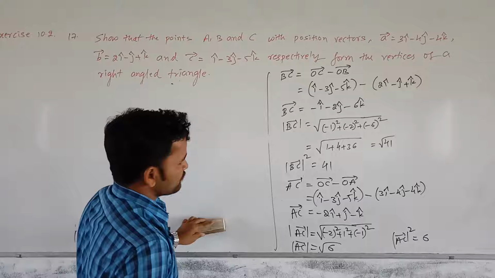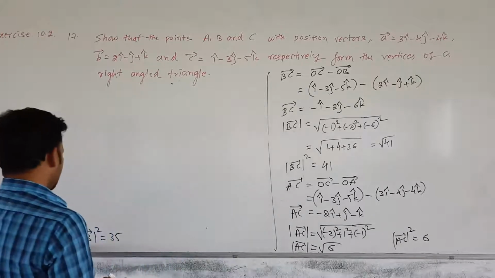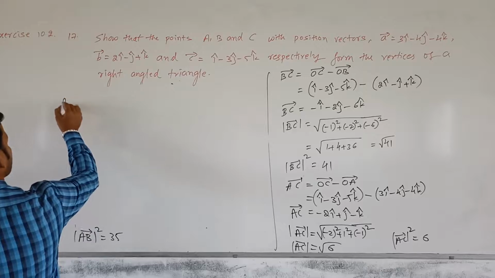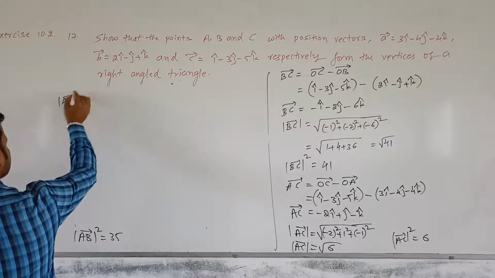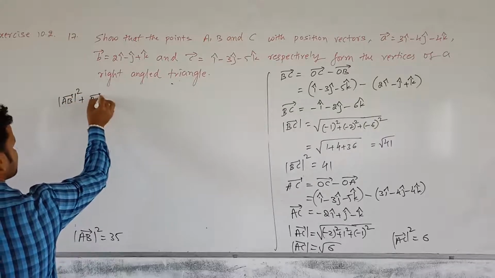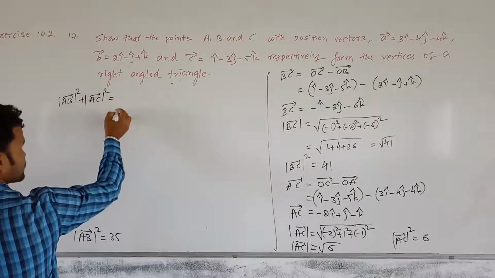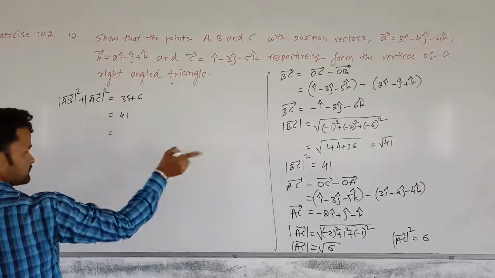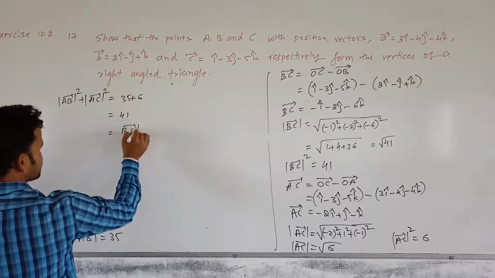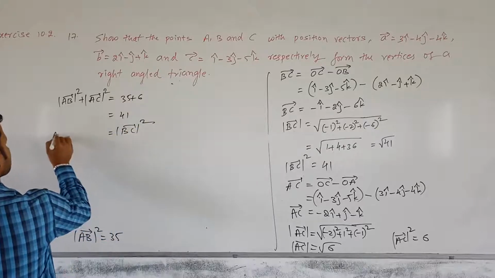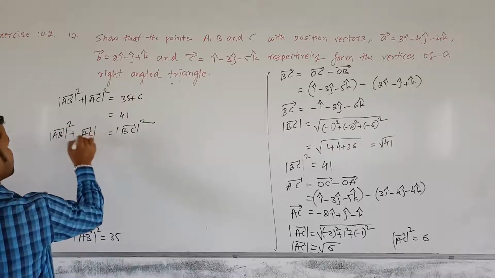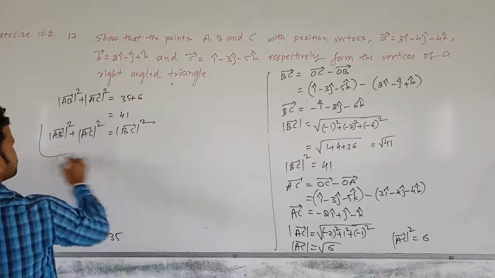Let us take the sum of AB square and AC square. AB square plus AC square is equal to 35 plus 6, that is nothing but 41, which means this is BC square. So AB square plus AC square is equal to BC square.